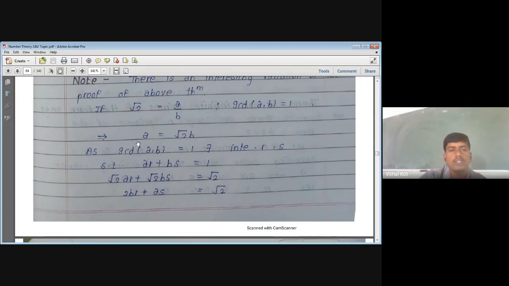Again, by the property of GCD, there exist some integers r and s such that GCD 1 can be expressed as a linear combination of a and b. That is, ar plus bs is equal to 1. Multiplying by root 2, root 2 ar plus root 2 bs is equal to root 2. But a is equal to root 2 b, so root 2 b into root 2, which is 2 times br, plus, since b is nothing but a by root 2, putting this value in, root 2 gets cancelled and we get 2br plus as is equal to root 2.